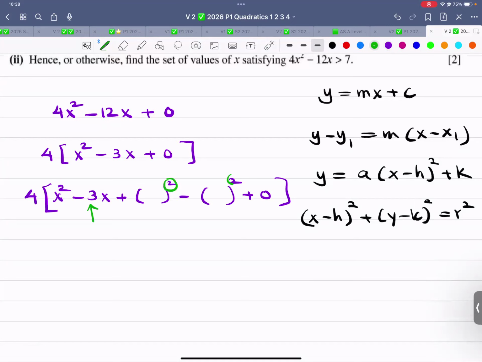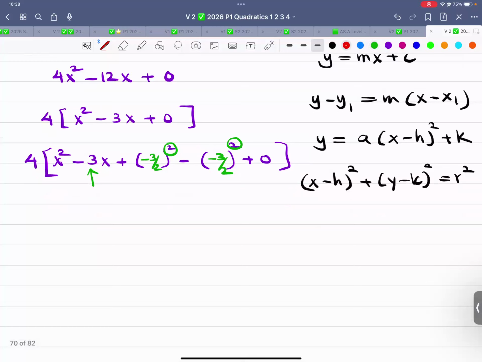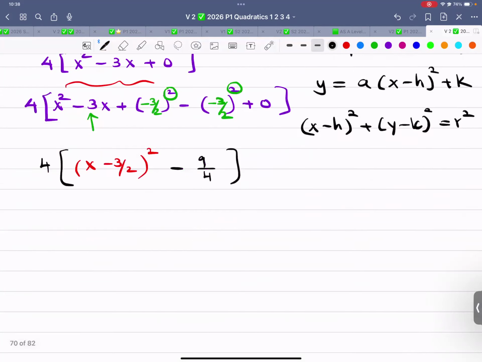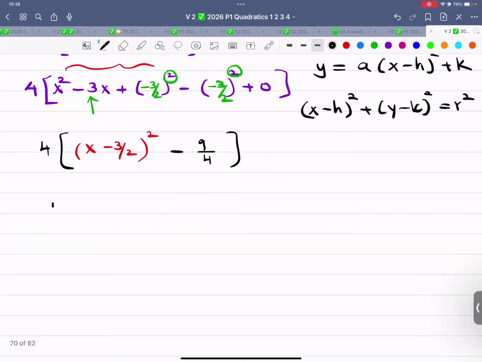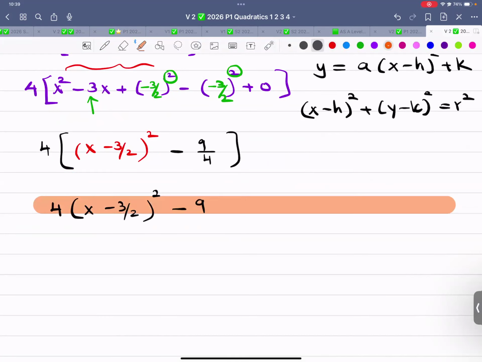Add and subtract the square of half the coefficient of x, negative 3 over 2, negative 3 over 2. Rewrite the first three terms as a perfect square, that is x minus 3 over 2 whole square. Simplify the rest, that is 9 over 4. And remember, there is a 4 on the outside. Now multiply throughout by 4. That is 4 times x minus 3 over 2 whole square minus 9. This is the completed square form. This particular step, that is the gold standard.